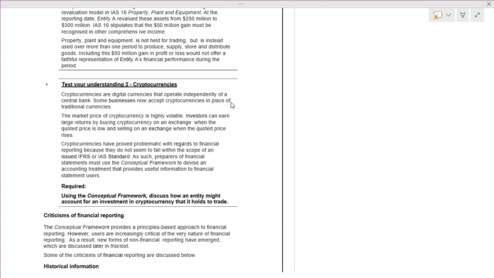Cryptocurrencies have proved problematic with regard to financial reporting because they do not seem to fall within the scope of IFRS or IAS. As such, preparers of financial statements must use the conceptual framework that provides useful information. Discuss how the entity accounts for investment in the cryptocurrency.